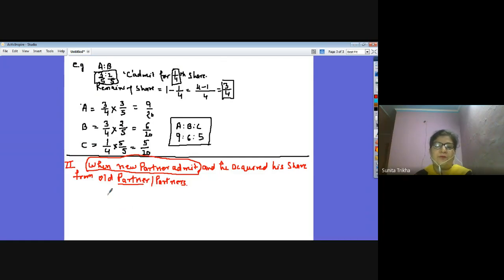If this type of information is given in the questions, then what is the formula for calculating the new ratio? In that case, new ratio equals old share minus sacrifice share.